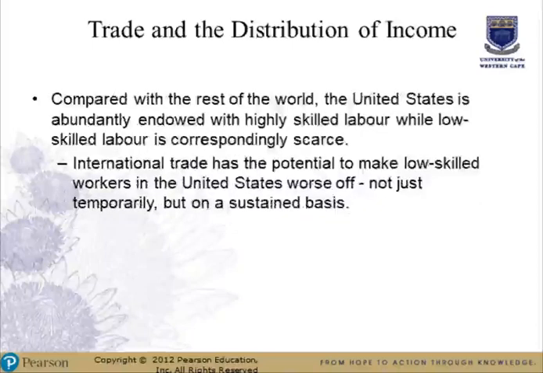For example, if we look at the United States trade with the rest of the world, we will see that the United States is abundantly endowed with highly skilled labor whilst low skilled labor is scarce. Therefore, trade tends to benefit highly skilled labor and hurt low skilled labor, not just temporarily but on a sustained basis. Nevertheless, changes in income distribution happen not just with trade but when there are economic changes such as changes in technology, changes in consumer preferences, exhaustion of resources, amongst others.